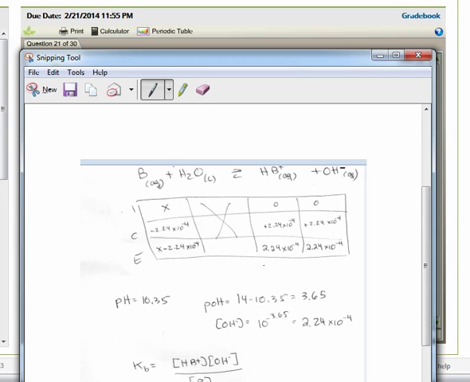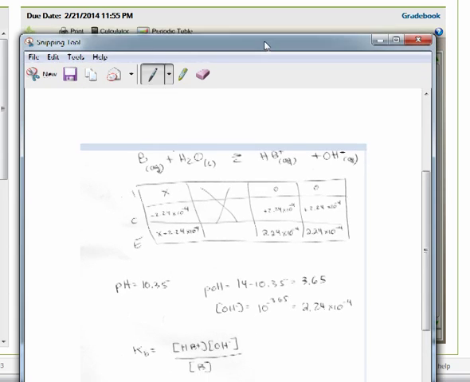So in a typical ICE chart, we're usually solving for x as the concentration of one of our products. But here, our unknown is going to be our initial concentration of the base. So if we set up our ICE chart, our initial concentration of the base is going to be x, our two products are going to be 0, and we know that our concentration of hydroxide and conjugate acid are going to be this value, and that is going to be the shift that occurs to get to equilibrium when the base is first dissolved in water.